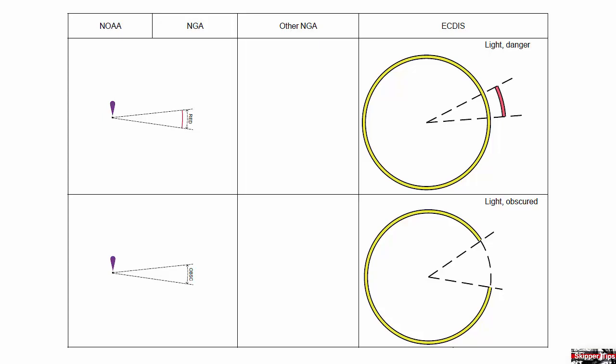On paper charts, the dashed lines show the arc of the sector along with the words RED in all capitals for dangerous sectors, or the abbreviation OBSC in all capitals for obscured sectors. On electronic navigational charts, if you move your cursor close to the light, it changes to a full circle. And if it has a sector, the sector will be shown with an arc designated by dashed lines. In the case of a red sector, you will see a small red arc between the two dashed lines, and if obscured, you will see a break in the circle as shown.